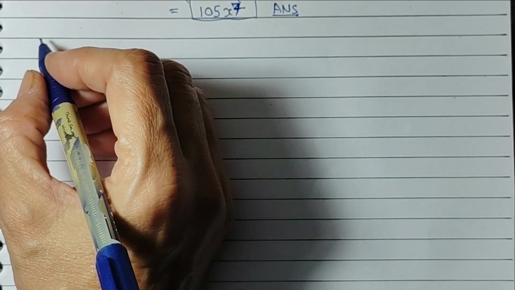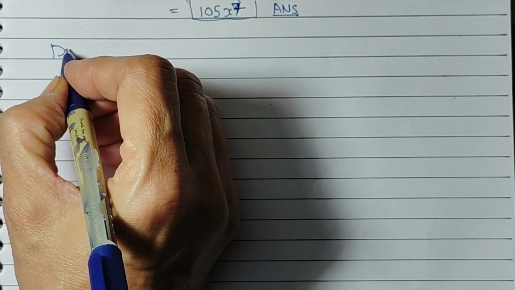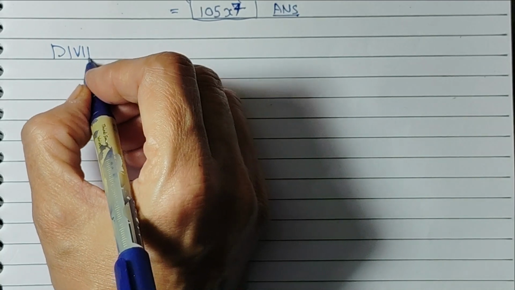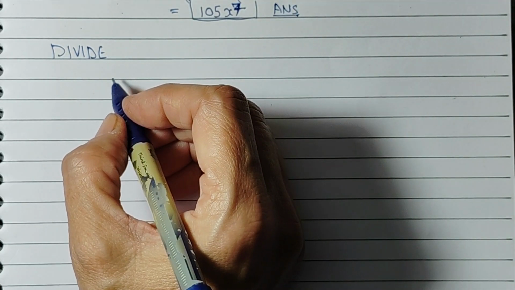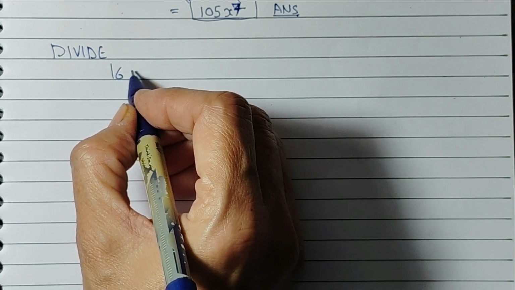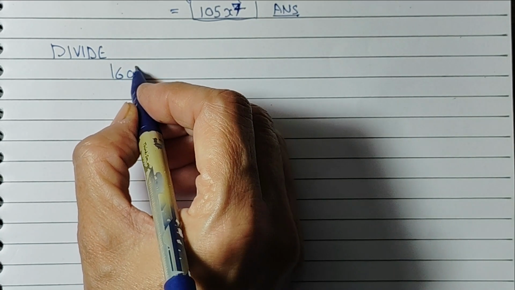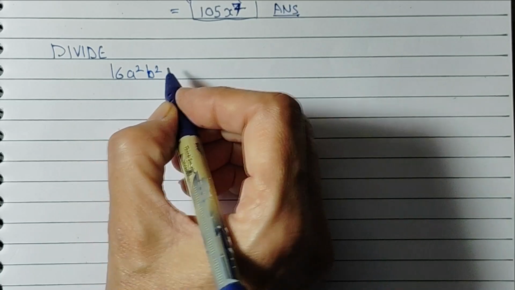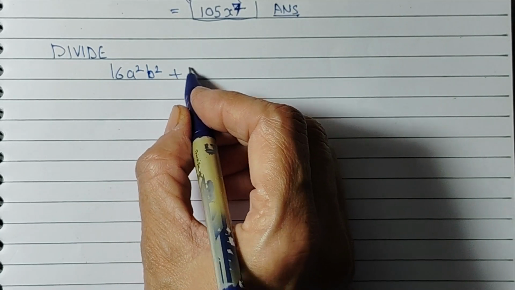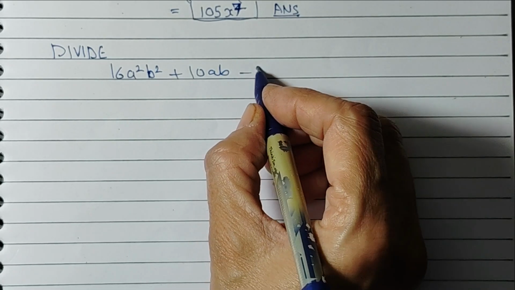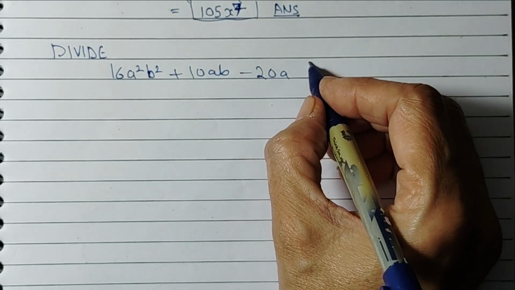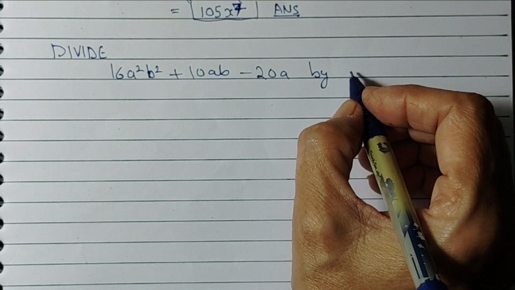There is another problem of division. We have to divide 16a square b square plus 10ab minus 20a by 2a.